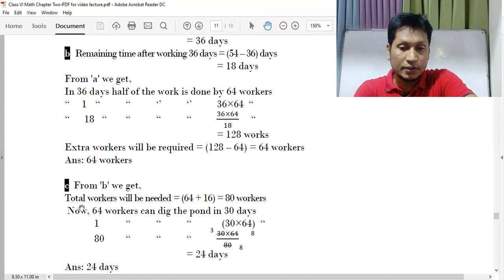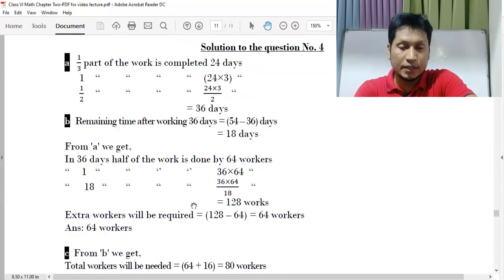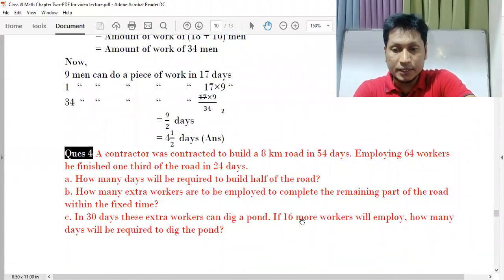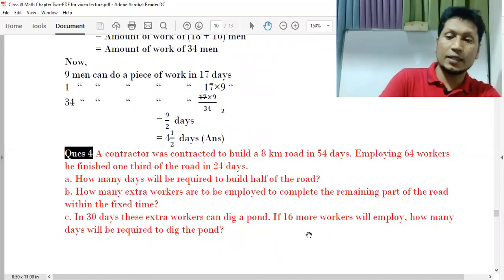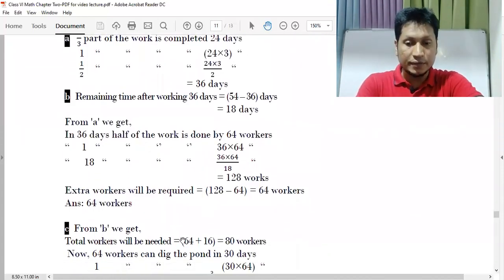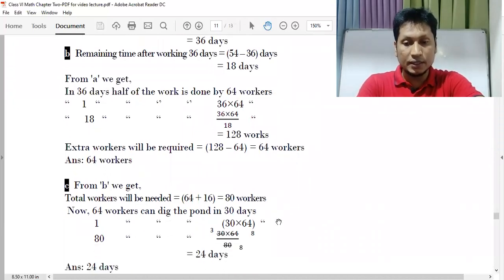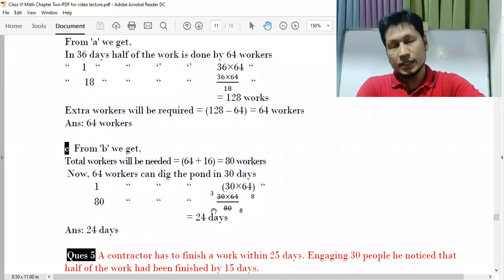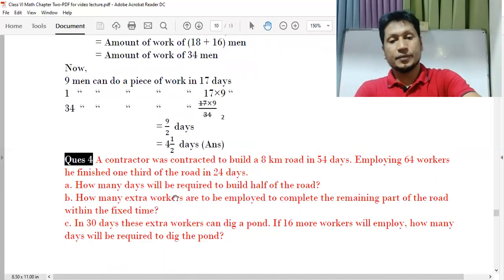80 workers, why? Total workers needed will be 64 plus 16. Again, we need to see the question here. There were 64 workers already engaged here, but the question says 16 more workers are employed. That is, total workers in this case will be 64 plus 16, that is 80. So 64 workers can dig in 30 days. 80 workers can dig in how many days? Answer is 24 days. So this is the complete solution of question number 4.